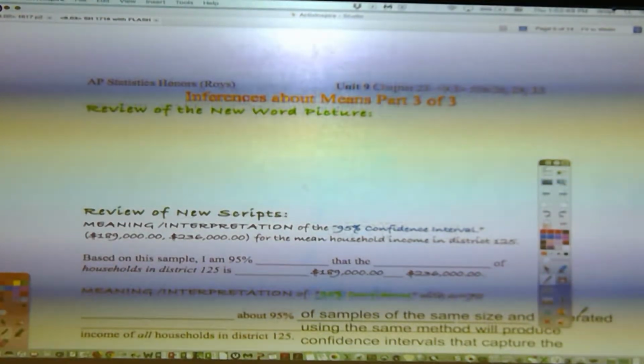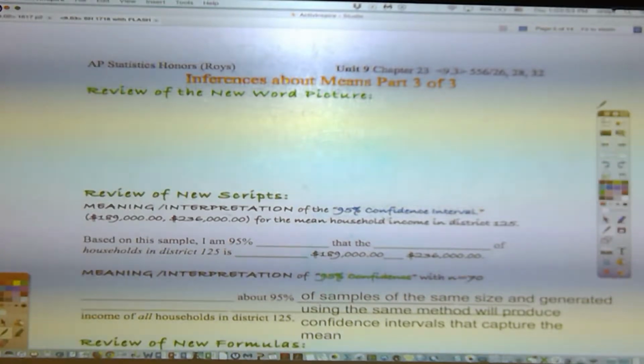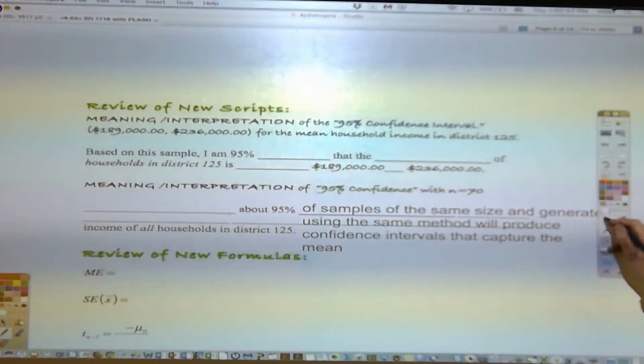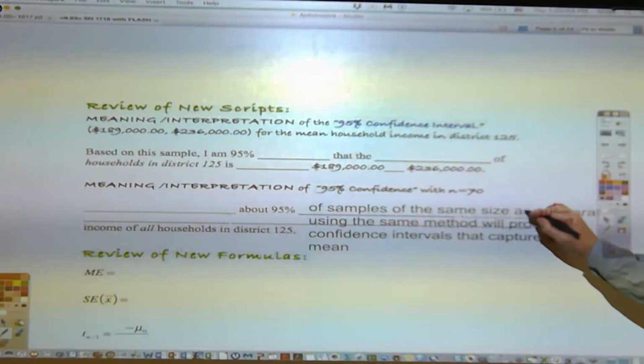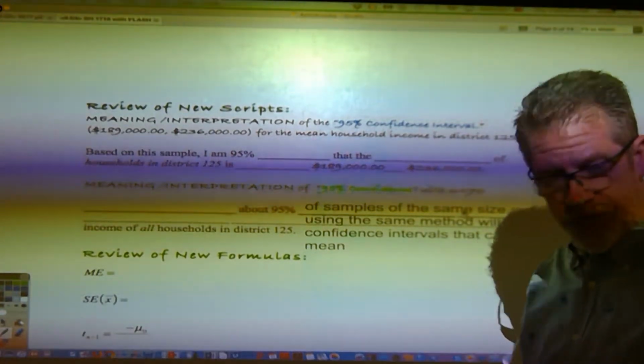Okay, so let's take a look at our new handout. Get this handout from the substitute. Inferences about means, part 3 of 3. We've got some review up front here, which is interesting and all, but I'm not sure if the blanks, let's see if this is the version that you have for the blanks.